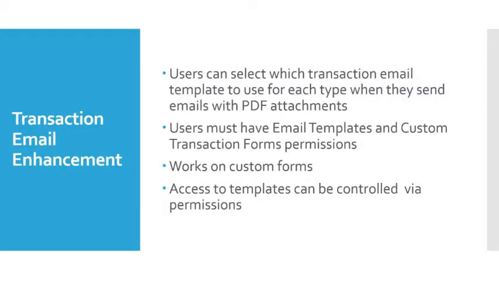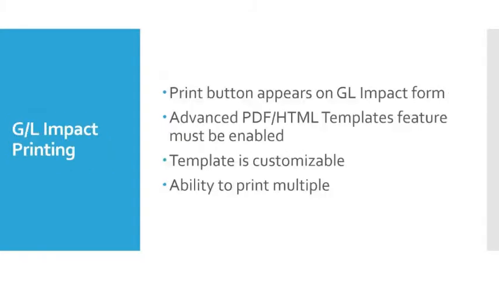Another new feature is Transaction Email Enhancement. This allows users to select which transaction email template to use for each type when they send emails with PDF attachments. Users must have email templates and custom transaction form permissions. This does work on custom forms, and access to templates can be controlled via permissions.